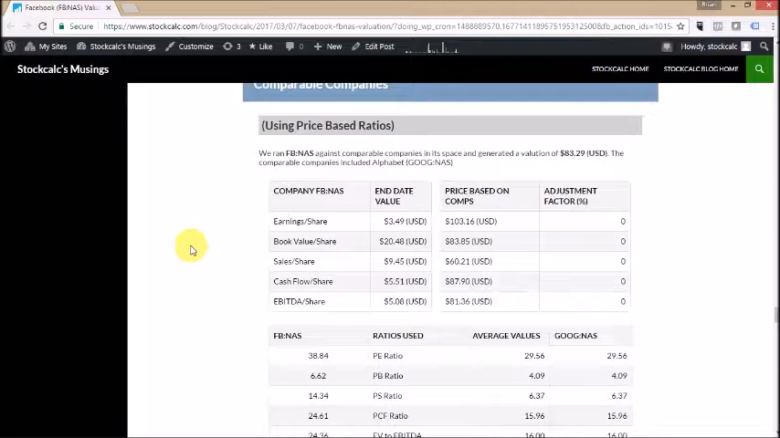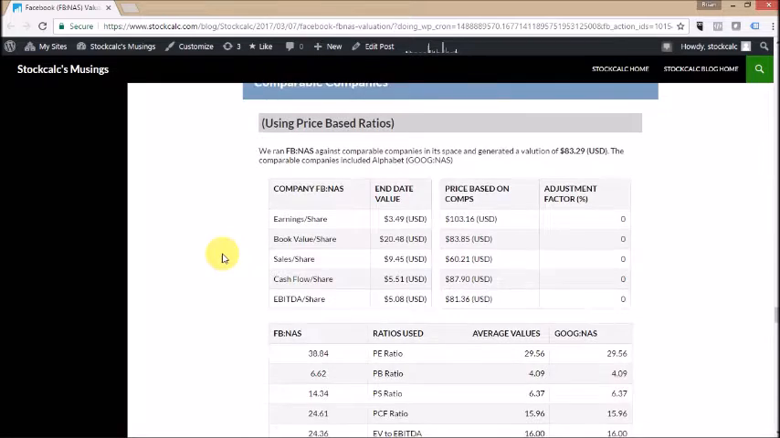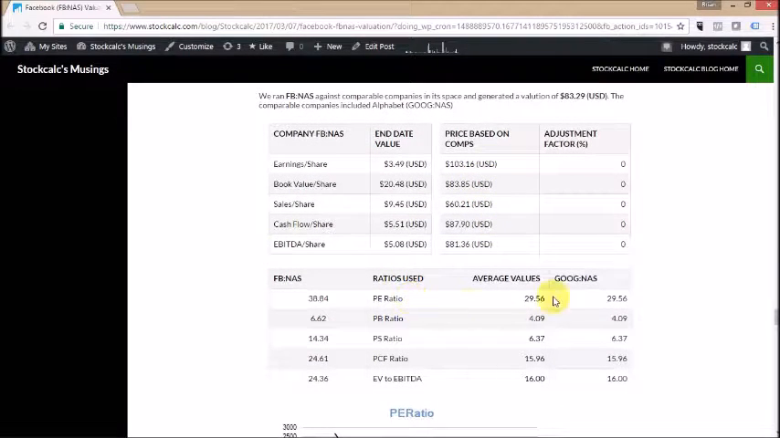Using comparable companies, what we use are ratios. So we take a look at the company's metrics such as earnings per share, book value, sales, cash flow, and EBITDA. And we look at the ratios from the comparable companies. So as we saw up above, it was Google that we were using. So here are the ratios for Google. Generally, we will use up to 5 companies if we have them available and the matches make sense. But in this case, we only have one company that matched with the criteria that we're using.